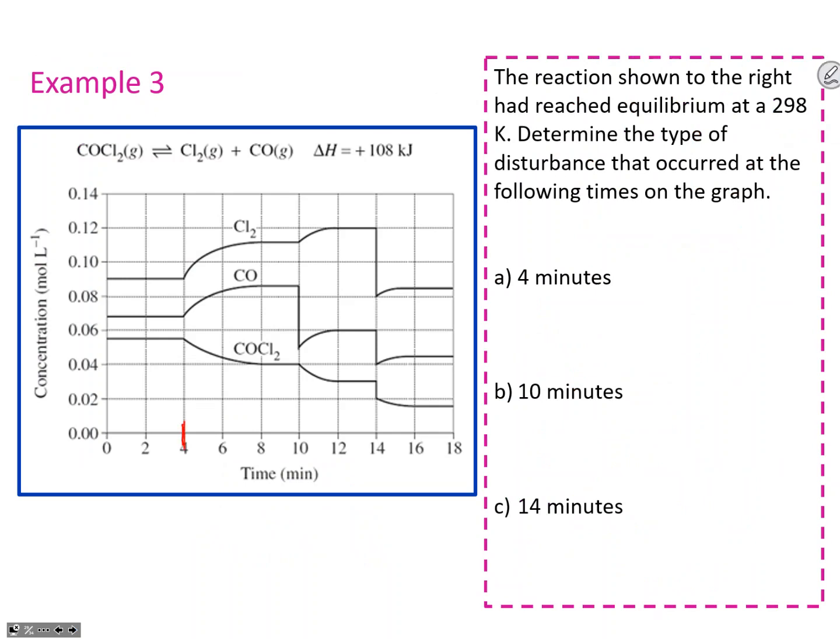What's going on? Is it concentration? Yeah. What kind of changes do we see going on? They're all pretty gradual, right? Going up, going up, going down. So it's some sort of temperature change, but which one is it? Are we increasing or decreasing? What do we need to look at for that? Delta H. Delta H is positive, so where is the heat located?